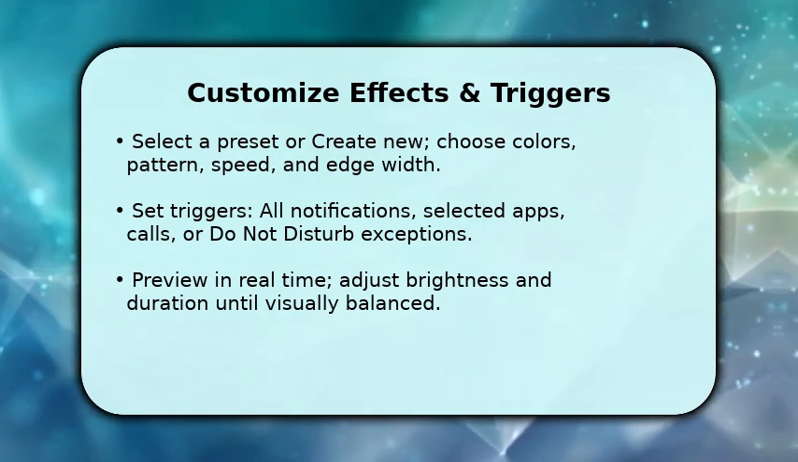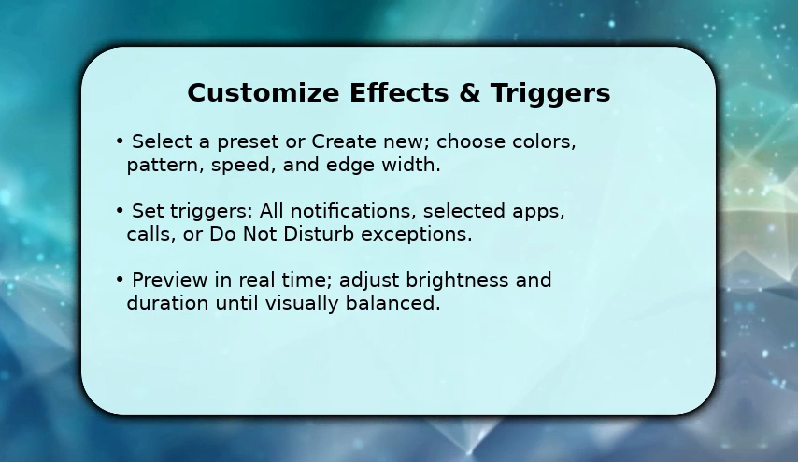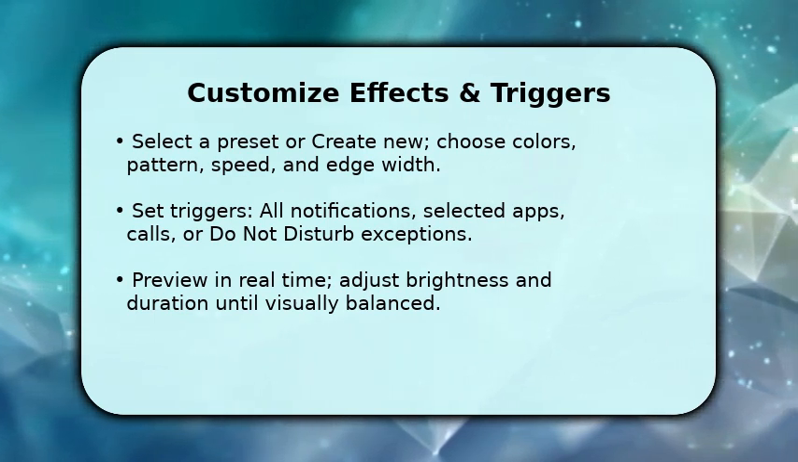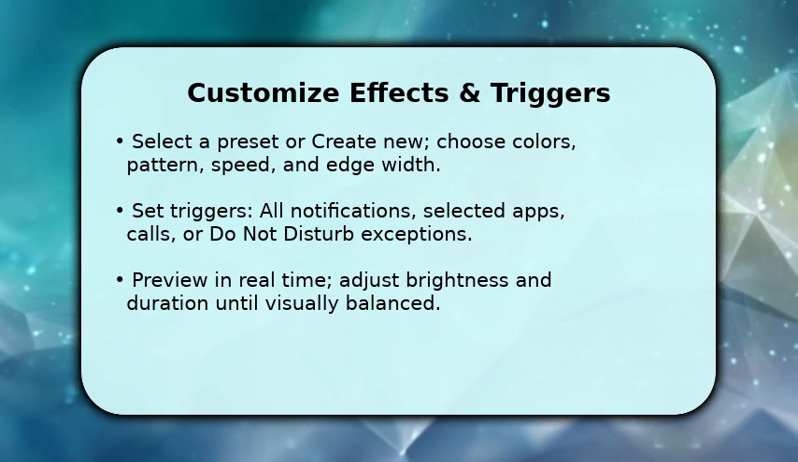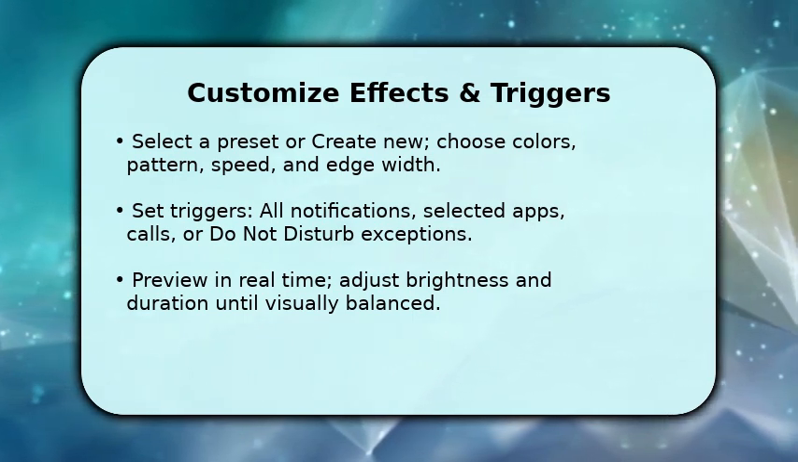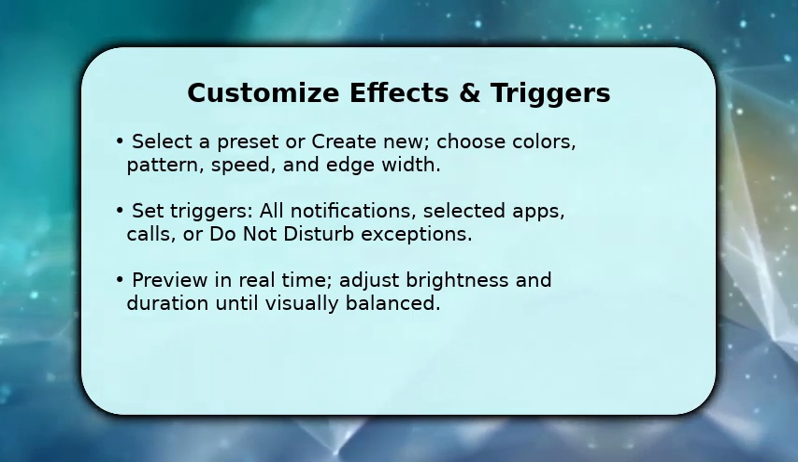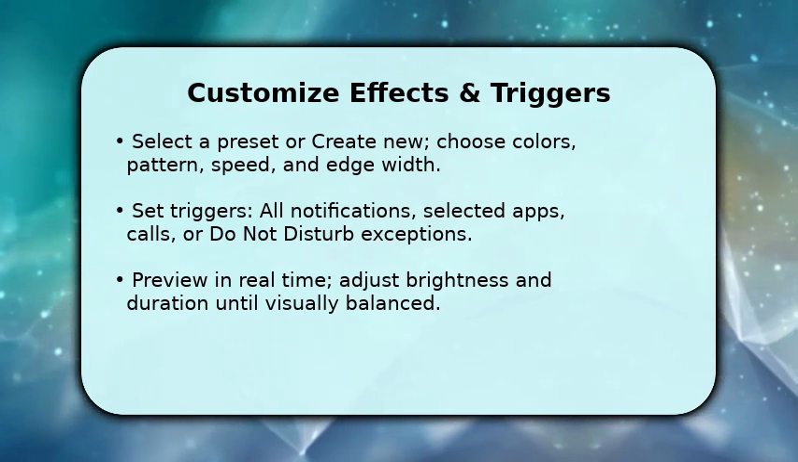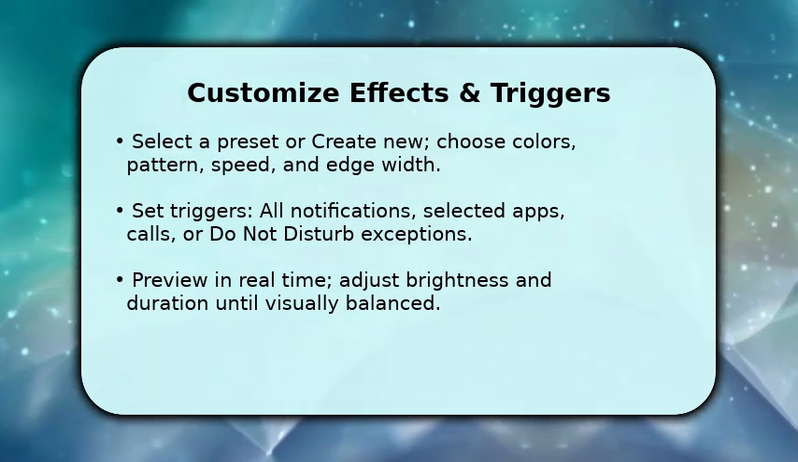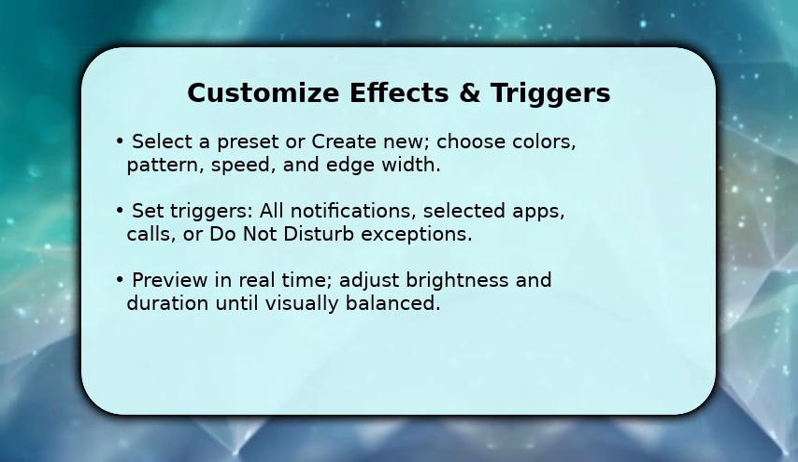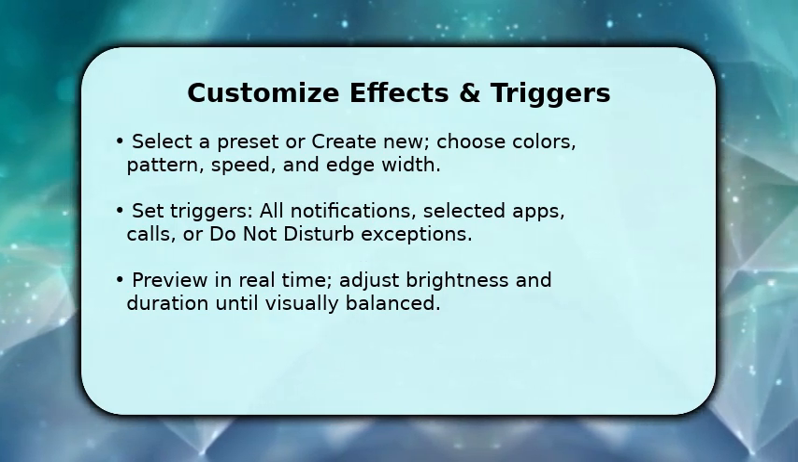Next, set triggers. Choose all notifications, selected apps, incoming calls, or exceptions during Do Not Disturb so lighting only appears when useful. Preview the effect in real time, then tweak brightness and duration until the motion feels smooth and unobtrusive. This balance prevents battery drain while keeping alerts visible.